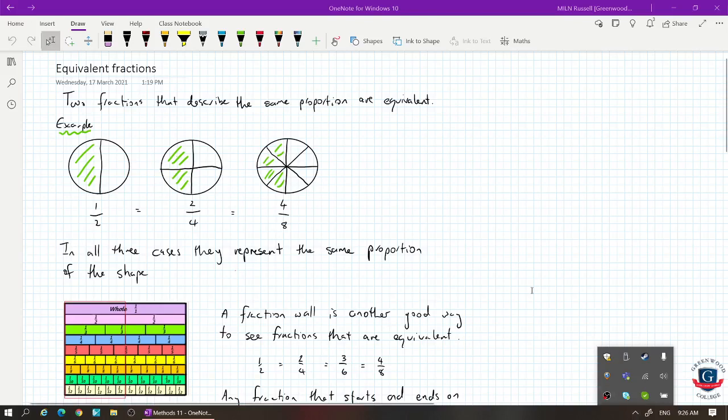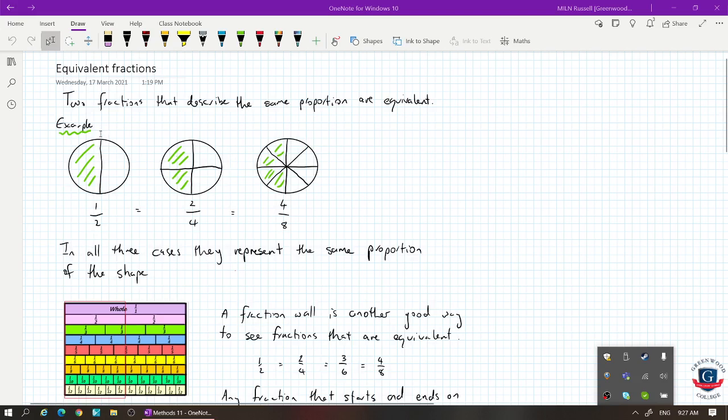Hi everybody. We're going to look at equivalent fractions now and talk about what exactly an equivalent fraction is. So two fractions that describe the same proportion are equivalent. So let's demonstrate that. Over here we have three circles. They're all the same size, and in each case we've shaded a half of the circle.